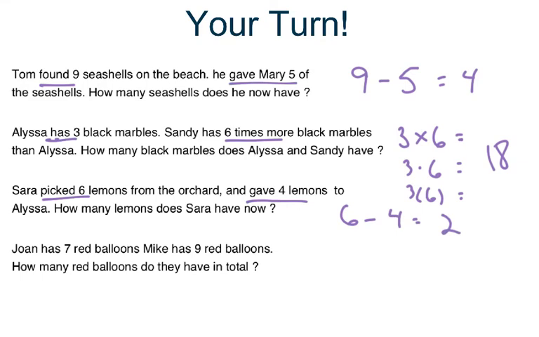The last one says Joan has 7 red balloons. Mike has 9 red balloons. How many red balloons do they have in total? How many in total is your clue word, so you can realize you're trying to find the sum. Remember, the sum is the answer to an addition problem. So you're looking for 7 plus 9, and that equals 16.